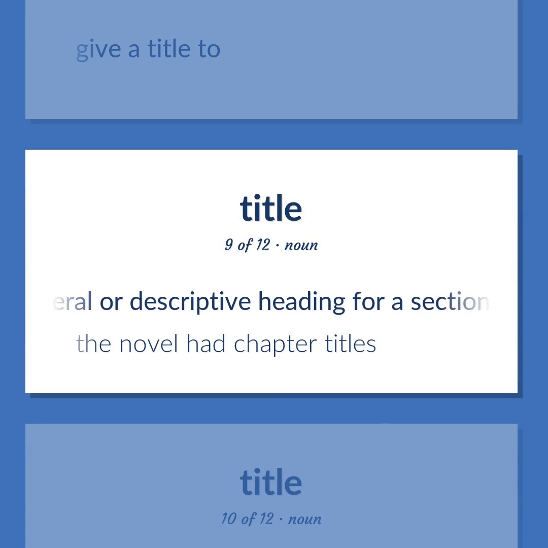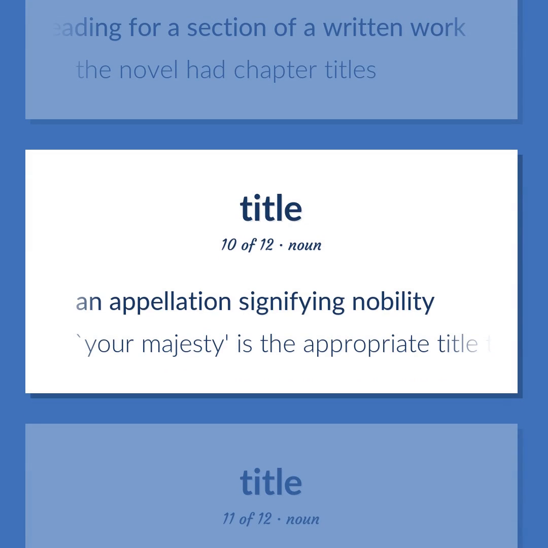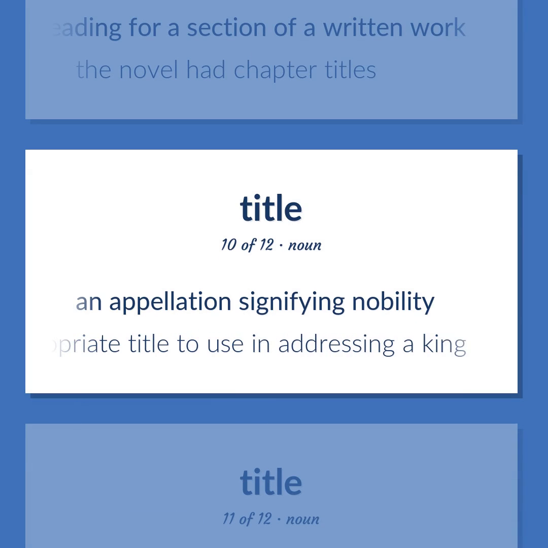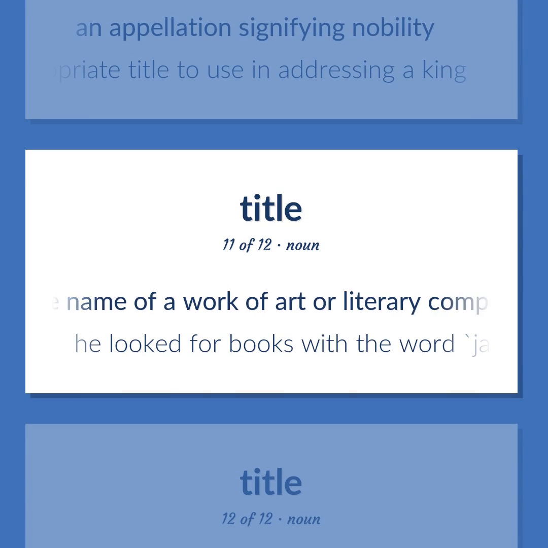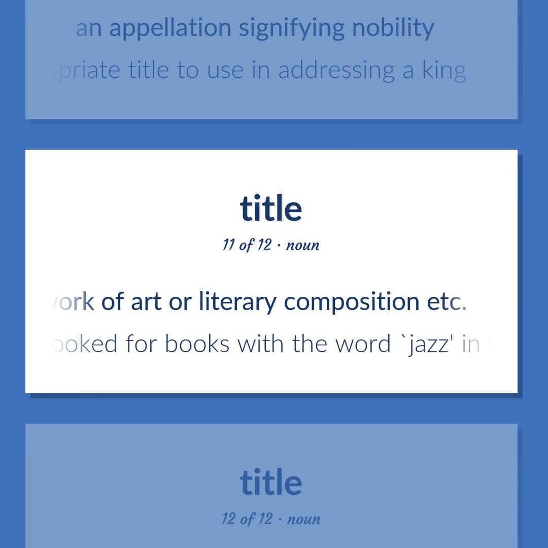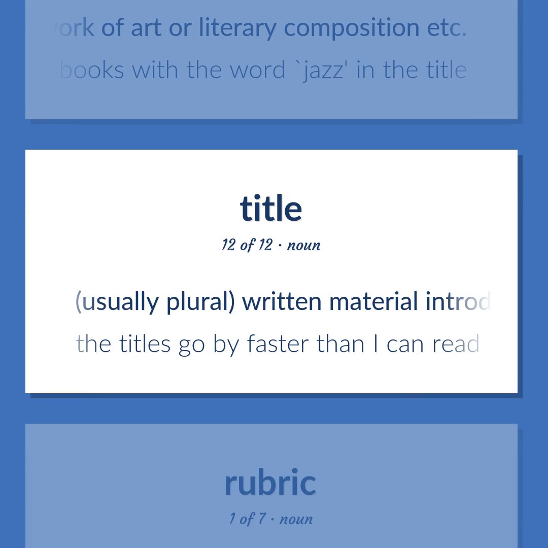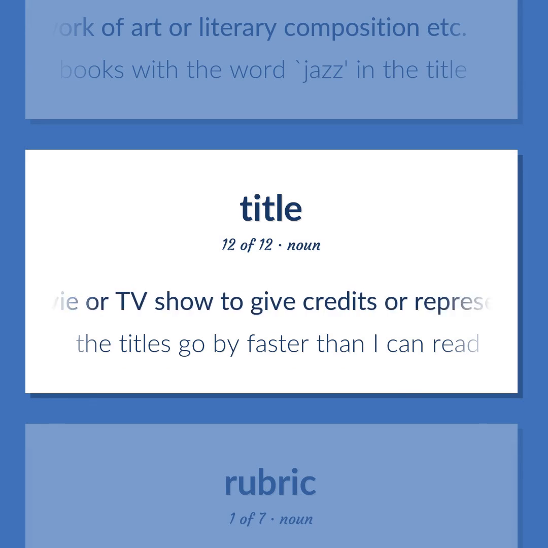A general or descriptive heading for a section of a written work. The novel had chapter titles. An appellation signifying nobility. Your Majesty is the appropriate title to use in addressing a king. The name of a work of art or literary composition, etc. He looked for books with the word jazz in the title. Usually plural, written material introduced into a movie or TV show to give credits or represent dialogue or explain an action. The titles go by faster than I can read.